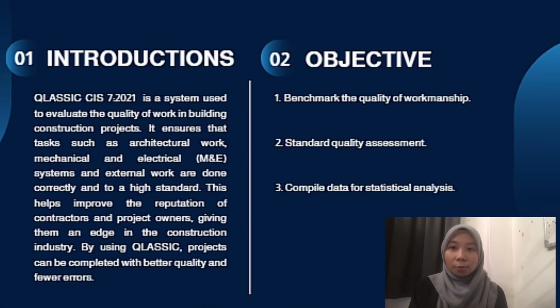QLASIC is a system used to evaluate the quality of work in building construction projects. It ensures that tasks such as practical work, mechanical and electrical systems and external work are done correctly and to a high standard. This helps improve the reputation of contractors and project owners, giving them an edge in the construction industry. By using QLASIC, projects can be completed with better quality and fewer errors.